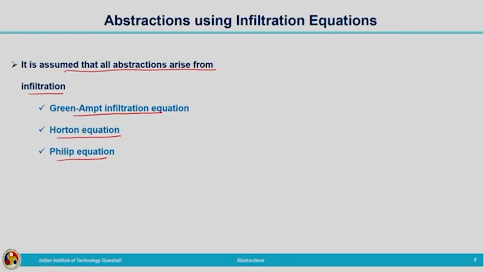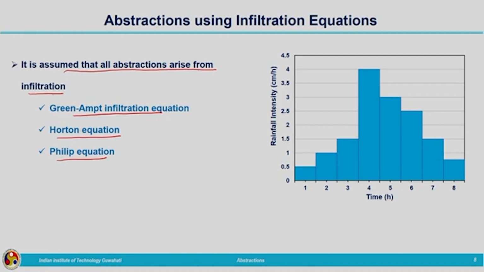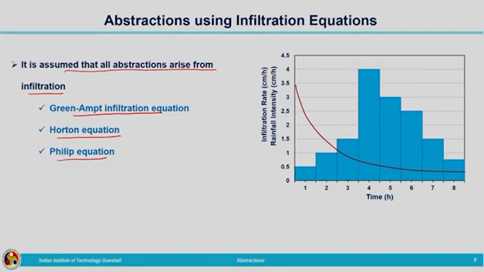Let us start with the hydrograph. This is our rainfall hydrograph and we can plot the infiltration rate curve by making use of any of these equations and the corresponding values required for the calculation of infiltration. The infiltration rate curve will look approximately like this. Initially, it will have a very high value, then it will reduce and finally attain a steady state value.